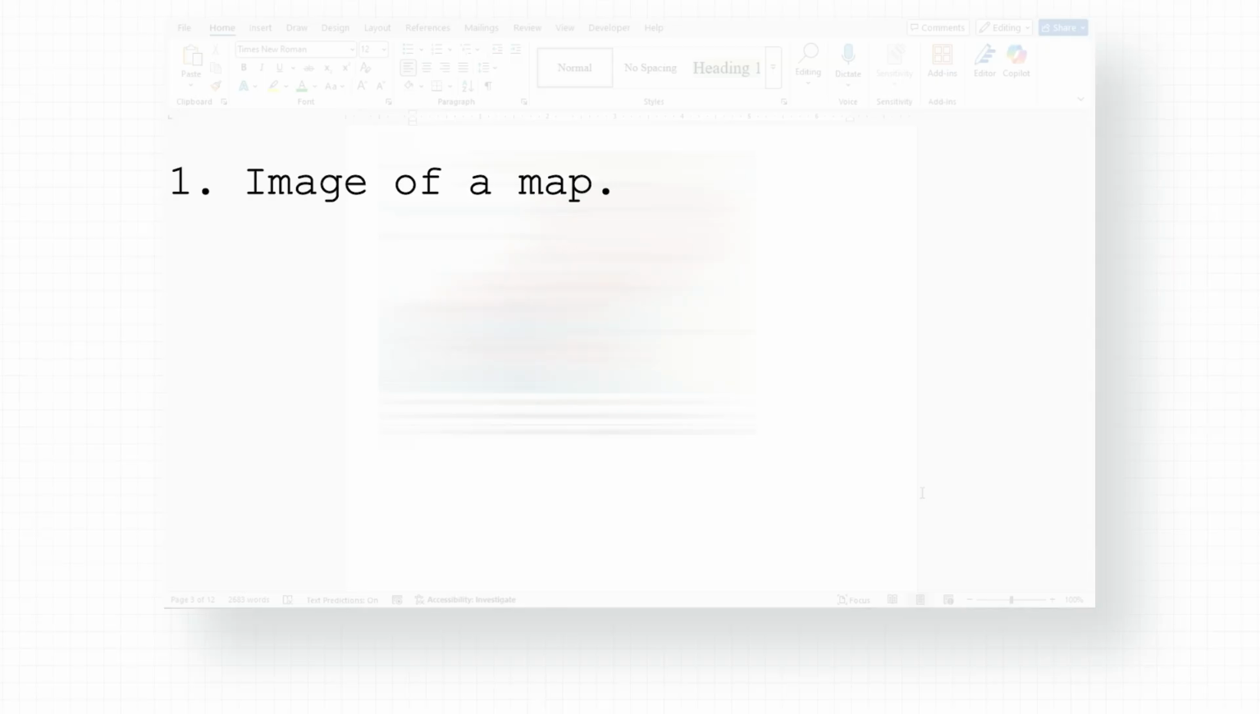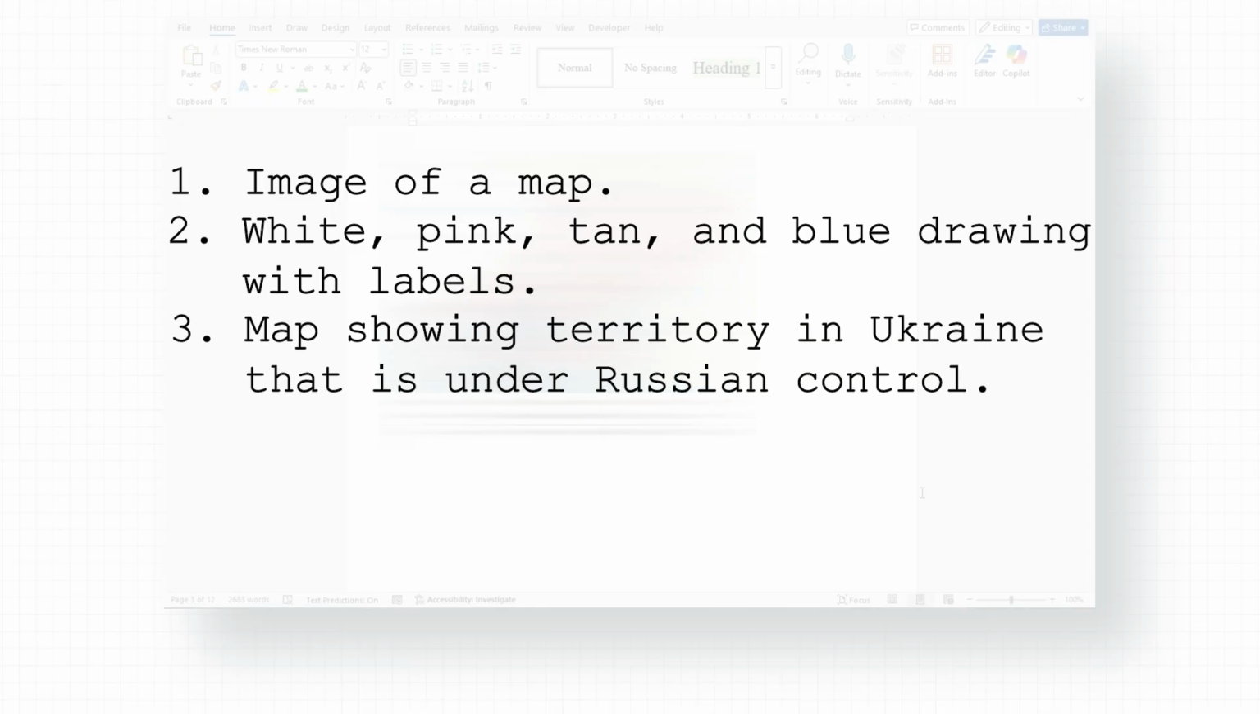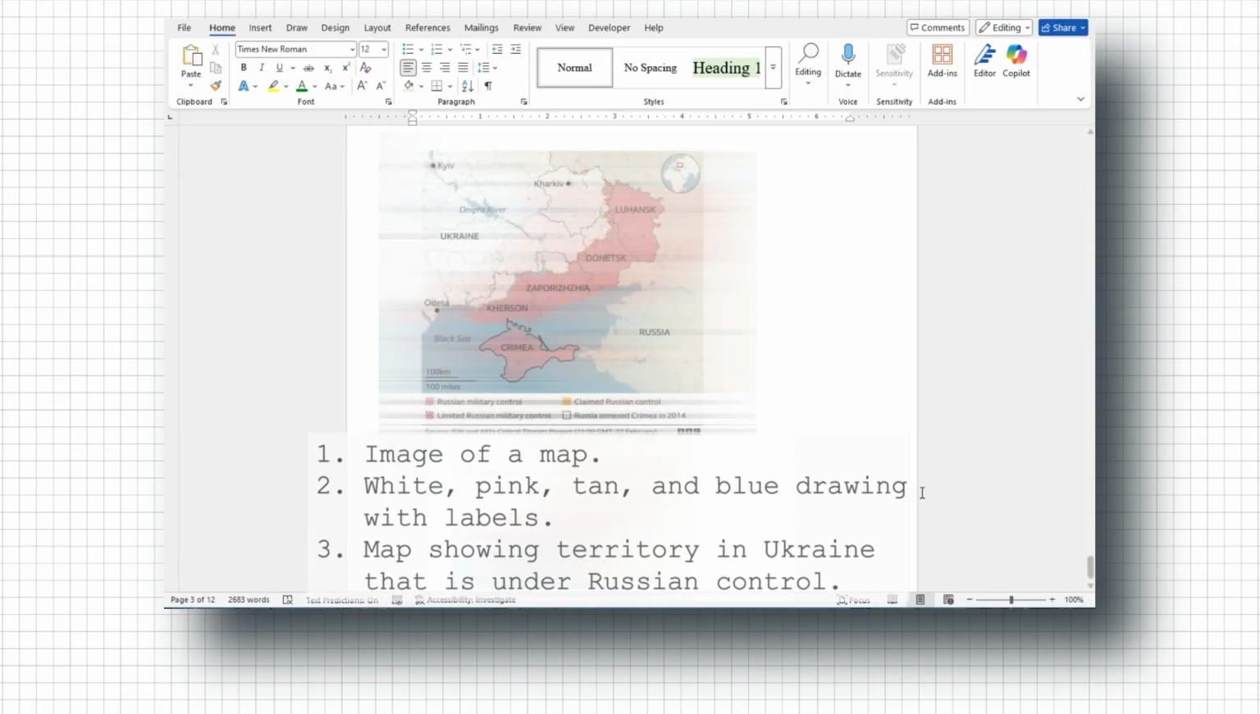As an example, I have an image from the BBC of a map. Here are 3 options for alt text for this image. 1. Image of a map. 2. White, pink, tan, and blue drawing with labels. 3. Map showing territory in Ukraine that is under Russian control. You probably picked option 3. Option 1 doesn't convey the purpose of including a map, and it also makes the mistake of beginning with "image of," which a screen reader will automatically say. Option 2 describes visual features of the image but gives us no relevant information.